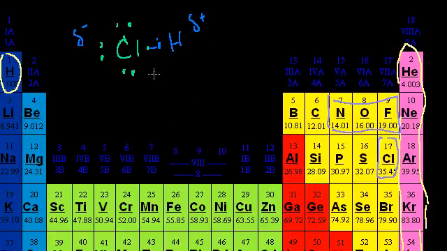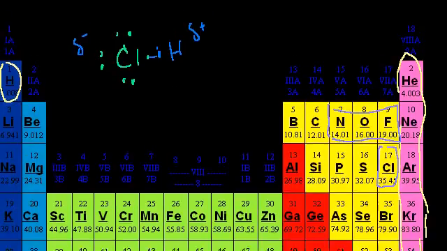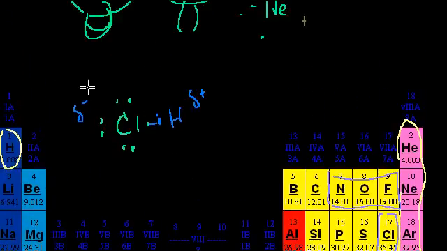So if I have one chlorine atom like that, and then if I have another chlorine atom, the other chlorine atom looks like this.